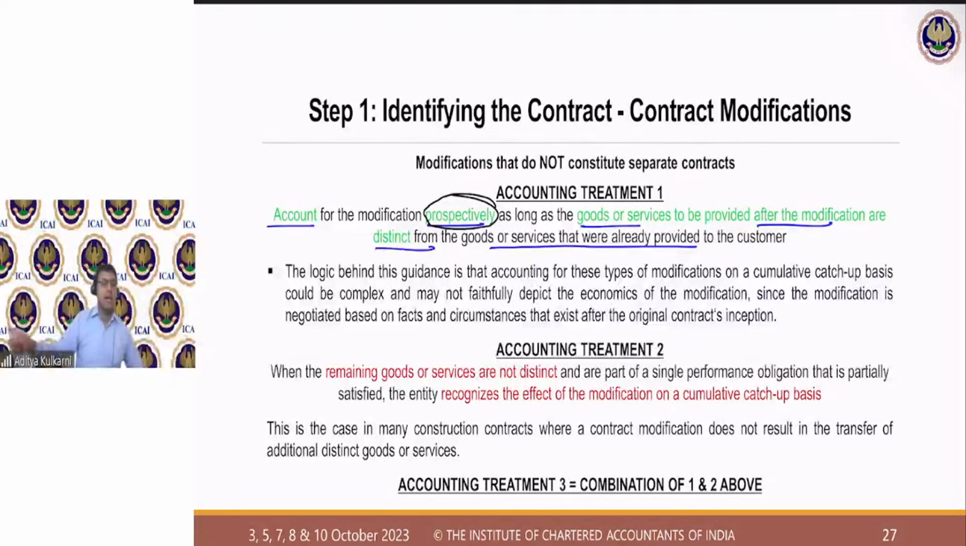Distinct means what? What we have already studied from step number 2. The customer should be benefited from the additional goods or services or performance obligation discharged by the supplier. And second, the goods, services or performance obligations are said to be distinct if they meet those three negative conditions. The first one is they should not be part of a single integration activity. They should not be customization or modification, and they should not be highly interrelated. If these three negative conditions are fulfilled, then we can say that the goods, services and performance obligations are distinct in the context of the contract.